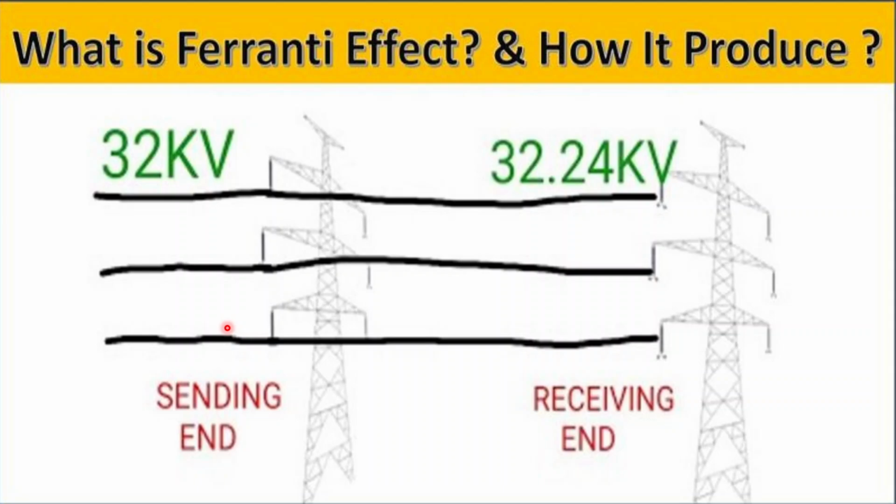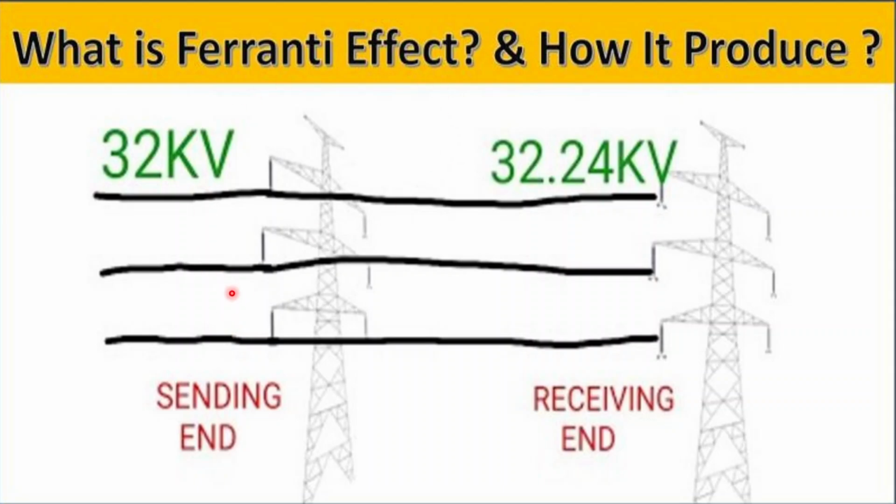Use shunt reactors to absorb excess reactive power and control the voltage level. Ensure appropriate loading on the transmission line to minimize the effect.